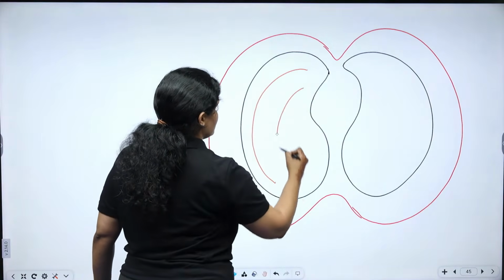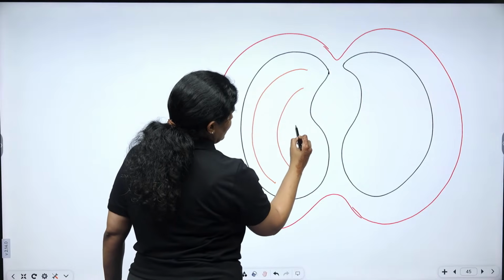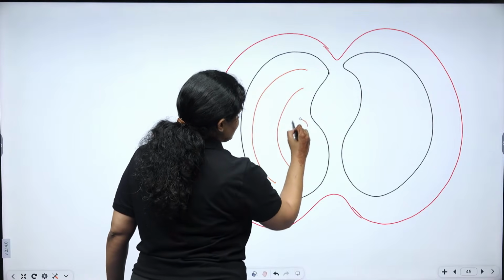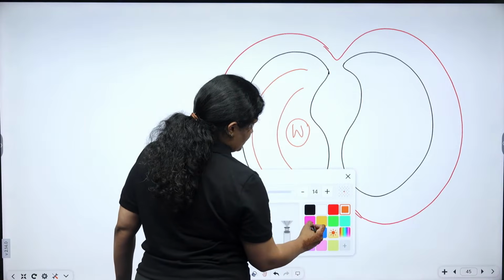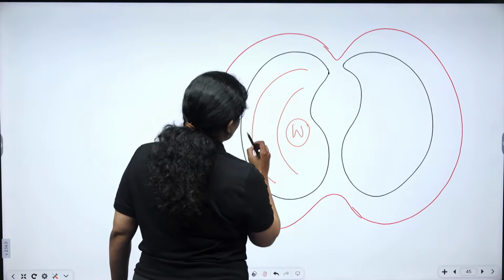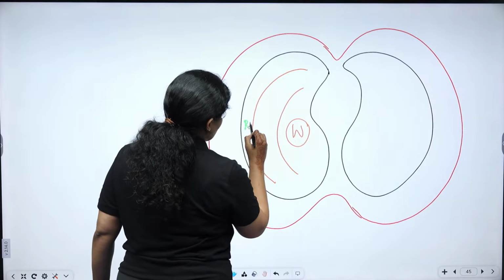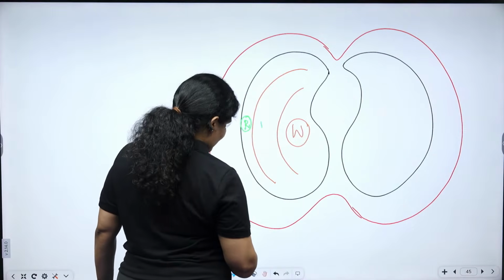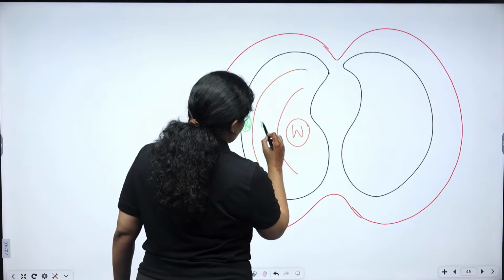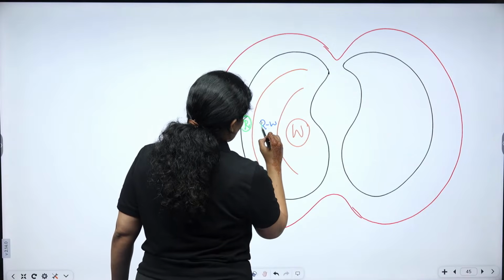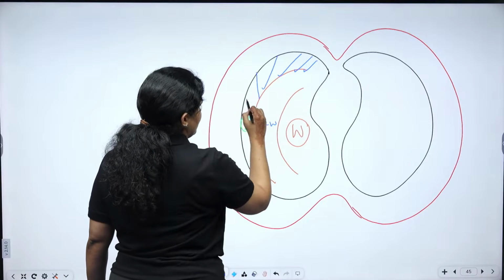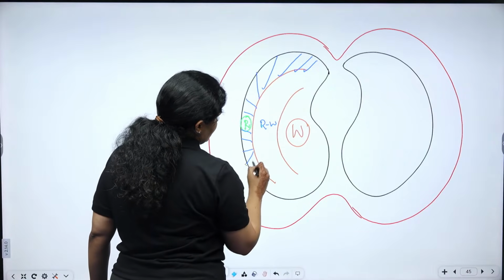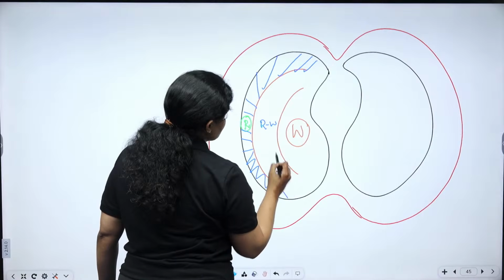So here, the inner side is called the white zone, and the outer side, since the blood supply is from outside to inside, is called the red zone. And this in between is called the red-white zone, right? This outer one is called the red zone, RR zone. So it is rich in blood supply.